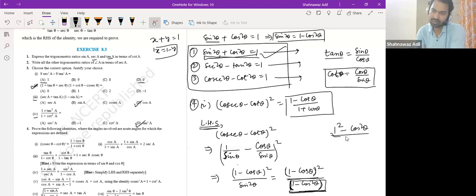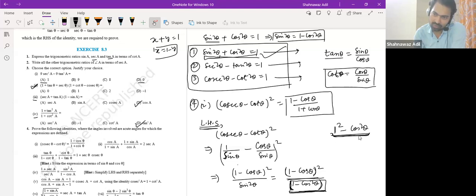So now look at this part. Can you guess the answer now? Yes, guys. 1 minus cos square theta. This is 1 square minus cos square theta. So I wrote 1 as 1 square, right? I can write that.